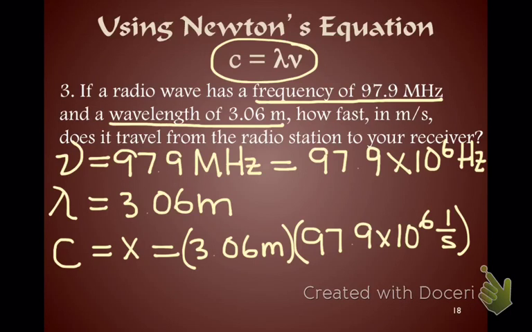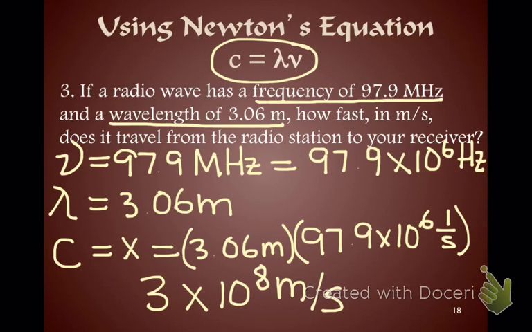Multiply those things with your calculator. 3.06 multiply sign, 97.9 EE 6. Enter. You should get an answer that's very close to 3 times 10 to the 8th meters per second.